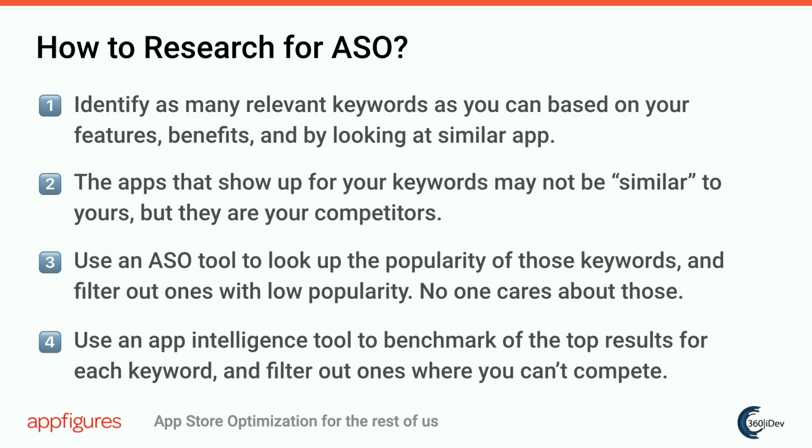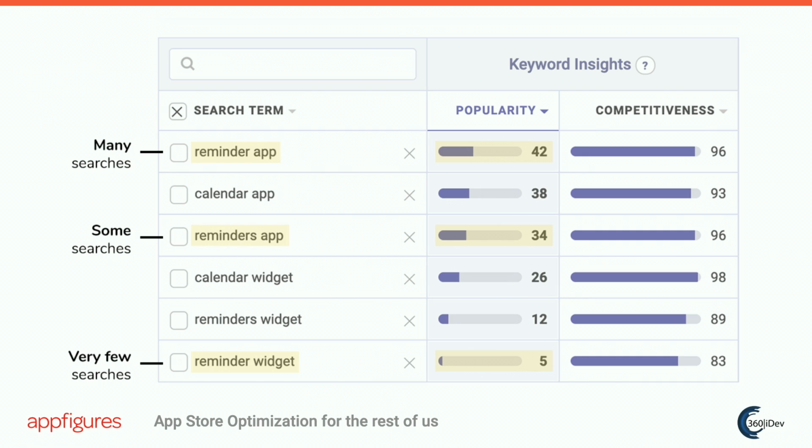And I have examples for this. So this is an example of popularity. I looked at just a few keywords that I could come up with for Reminders app. If you have a Reminders app, you may think, I'll optimize for Reminders app, or Reminder app, or Reminder widget. Widget sounds like a great idea. Why would I want to go into an app to remind me stuff when I could just have a widget? Nope. No one looks for widgets.